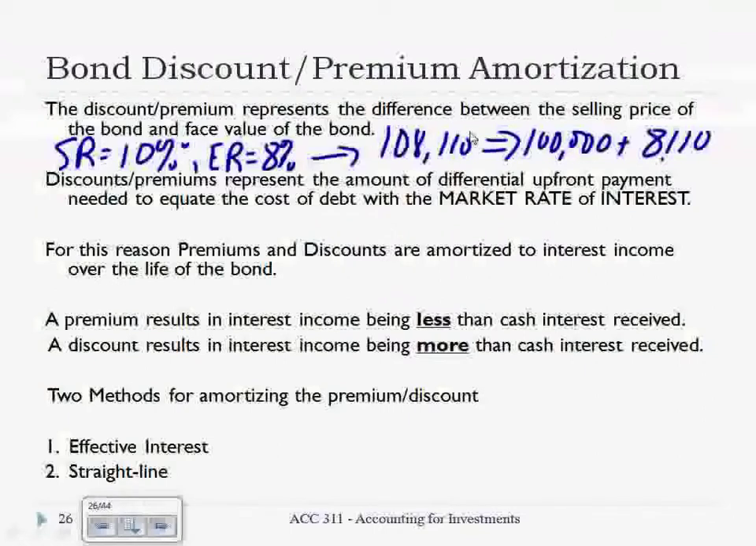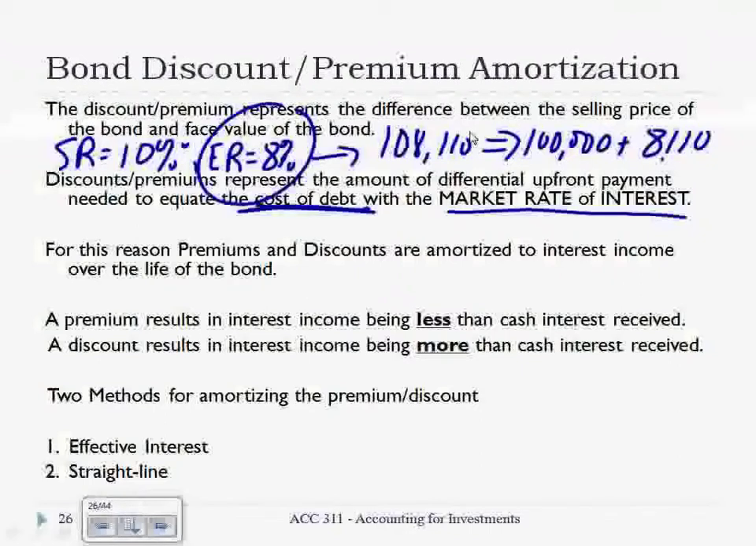What that premium represents, or in the other case of the discounts, is the amount of differential upfront payment needed to equate the cost of debt with the market rate of interest. So the cost of debt is how much it actually costs the company to issue debt. It's not the stated rate, it's the cost of debt, because there's no way that if everyone else in the economy is paying 8%, you would issue debt at 10%. And so what that premium does is increase the amount that you borrow. It lowers your cost of debt down to the market rate of interest.